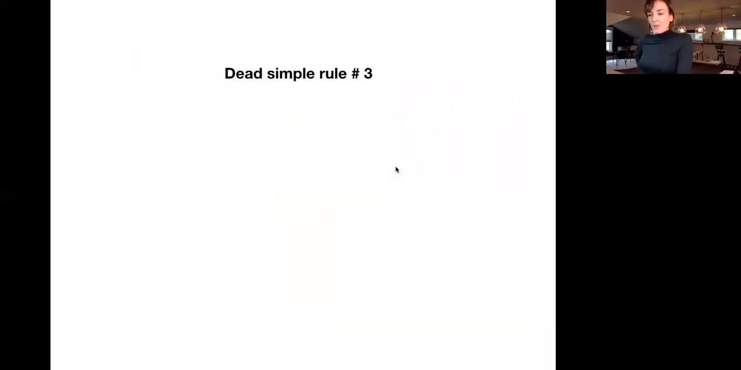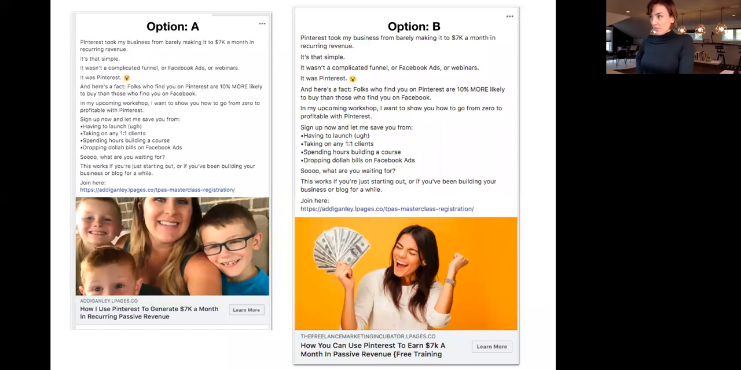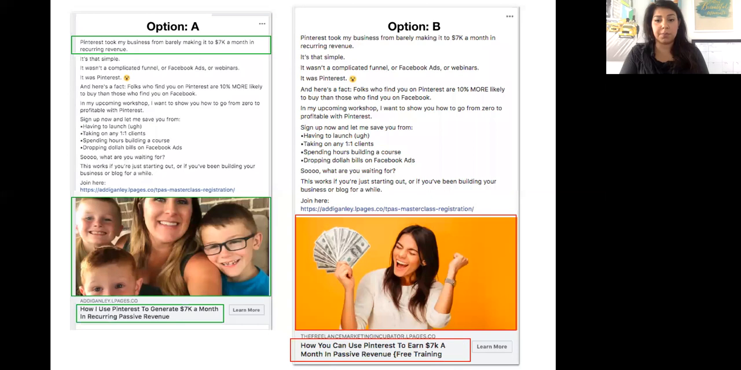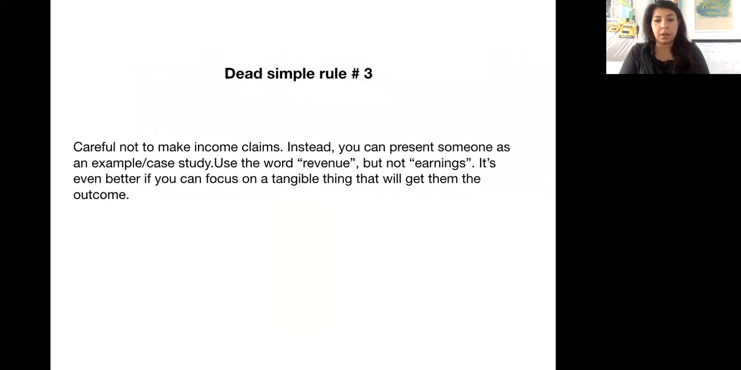There's a question here, Wahida, about earning $7,000 versus generating $7,000. I know the approved winner was in the first person rather than the second, so there's that for the headline, but generate versus earn, any notes there? Yes, absolutely. So you can use the word revenue, but you can't say earnings. That's generally the rule.